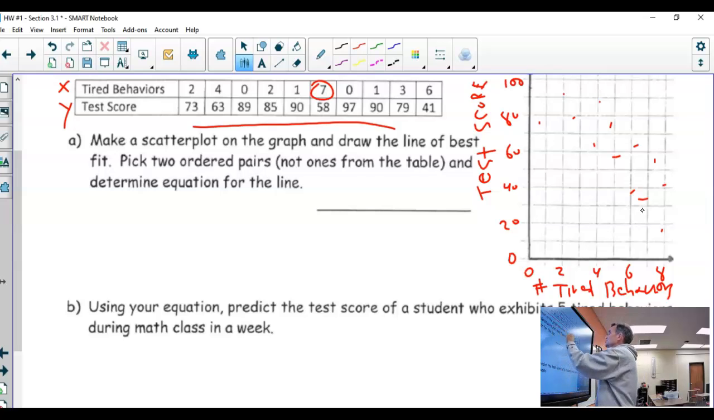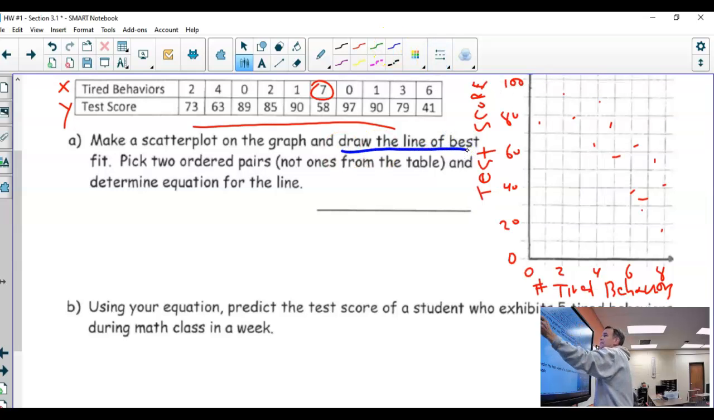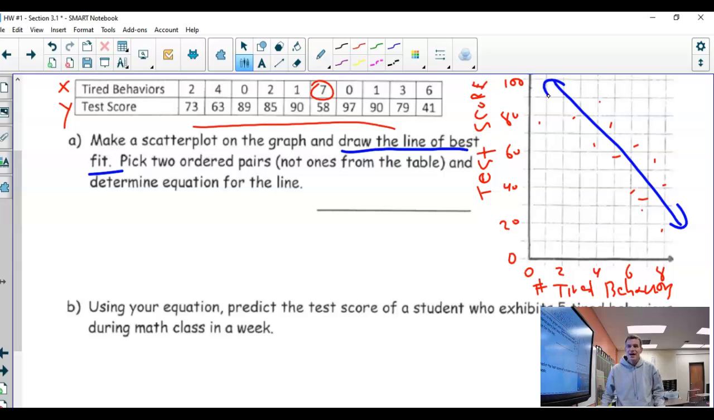Let me put this in blue. Draw the line of best fit. That line of best fit is a line that goes through approximately the center of all the dots that you made. And then we want to find the equation of that line. To find the equation of that line, you are going to pick two ordered pairs, not ones from the table. So maybe I'll pick that point and that point.